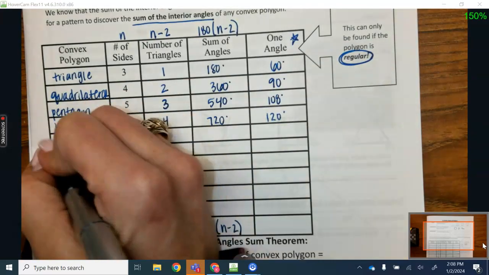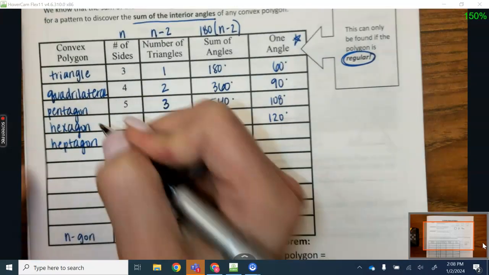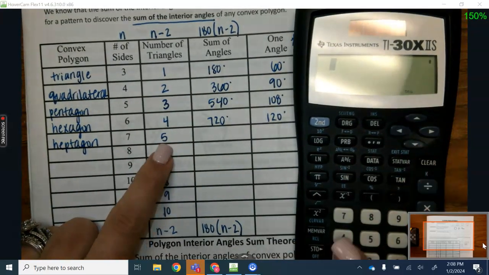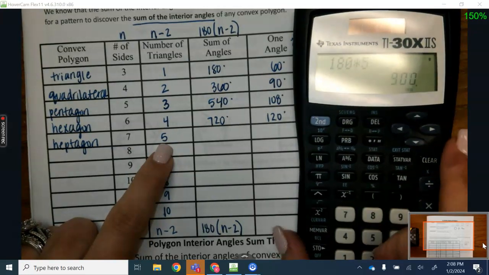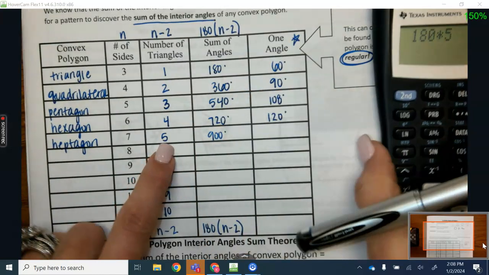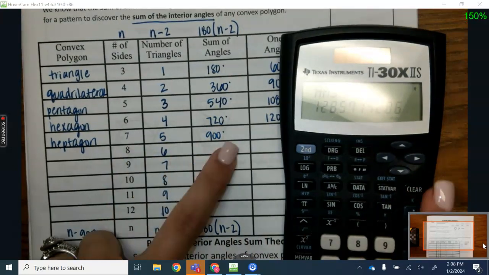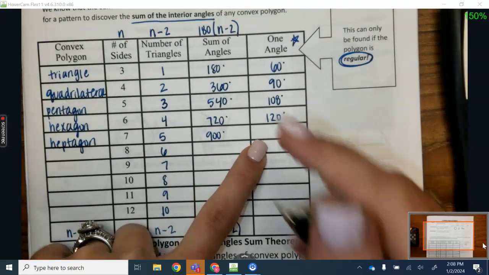A 7-sided figure is called a heptagon. There's n minus 2, 180 times n minus 2, or 5. My sum of any heptagon is 900 degrees. If it was regular, I'm going to divide that by 7, and every angle would be approximately 128.57.